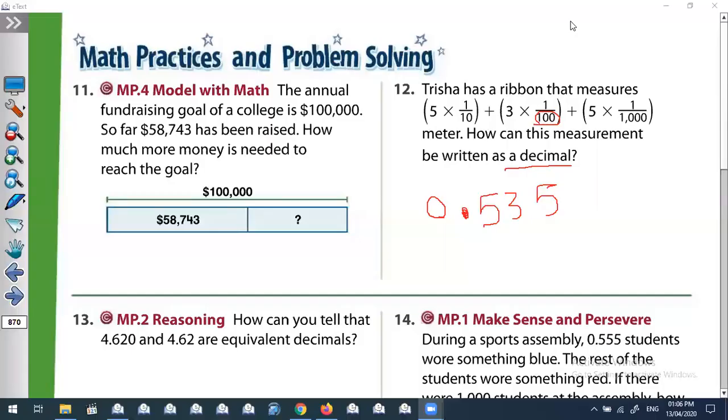The next question, number 11. The annual fundraising goal of the college is $100,000. So far, $58,743 has been raised. How much more? How much more means minus. So I have to make 100,000 minus 58,743. I'm going to make a draft like that.